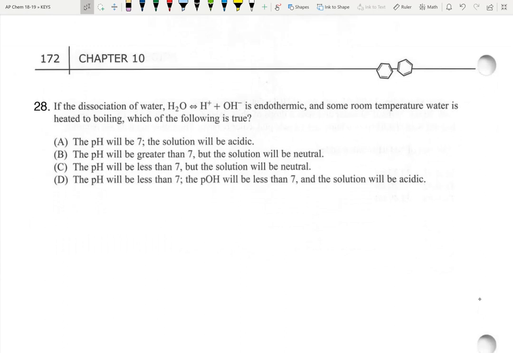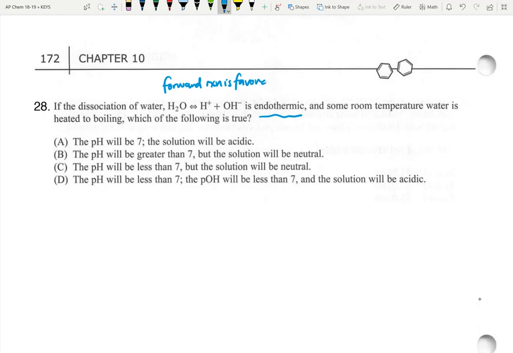Last page. If the dissociation of water is endothermic, we see that equation there, and some room temperature water is heated to boiling, which of the following is true? This throws us back to last unit where we had to talk about equilibrium and shifts, like Le Chatelier's principle. What will this do? What does endothermic do? Is it favored or is it discouraged? If we're increasing the temperature by raising the temperature to boiling, and this reaction is endothermic, endothermic means raising the temp, the forward reaction is favored.